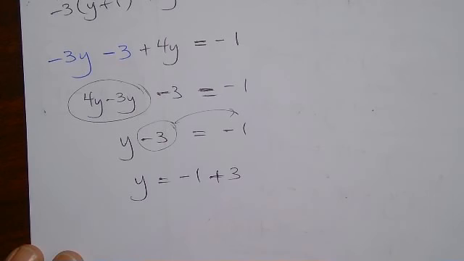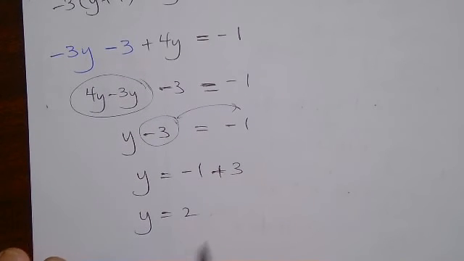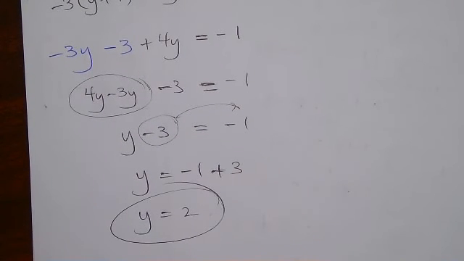Somebody tell me what to write right here. +3 or -3? Yeah, this is a -3. When you move it over, it becomes a plus. The answer is 2 for the y coordinate. Oh, I got the y. I got one of them.